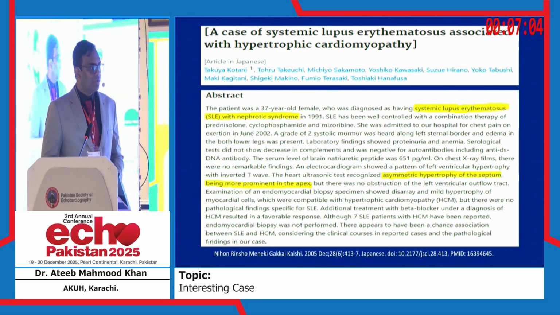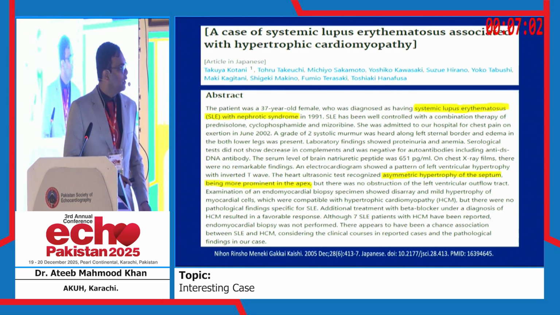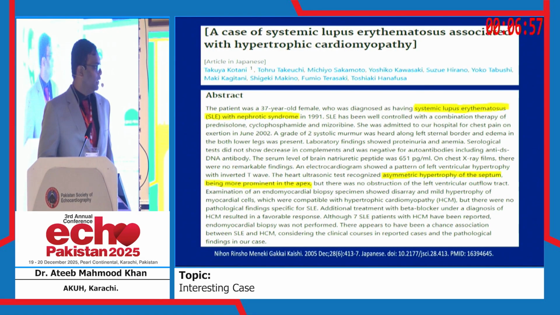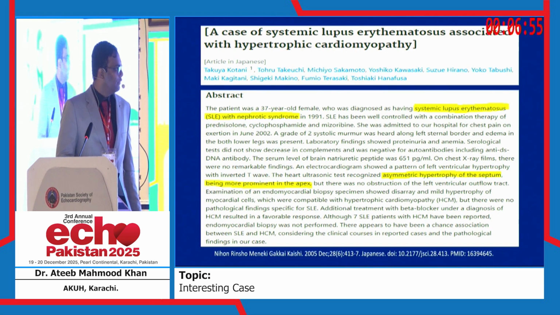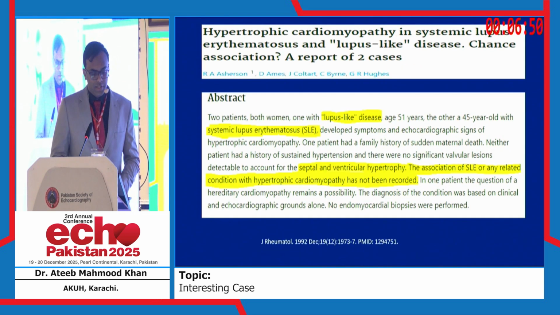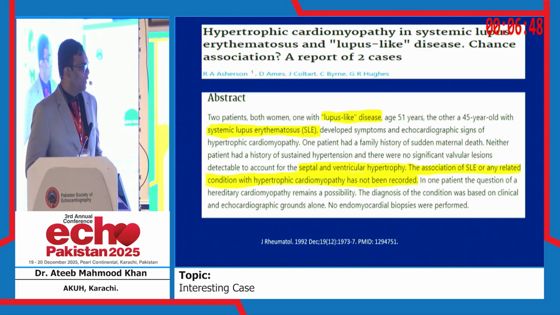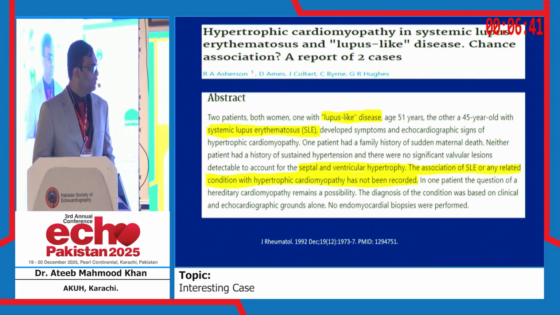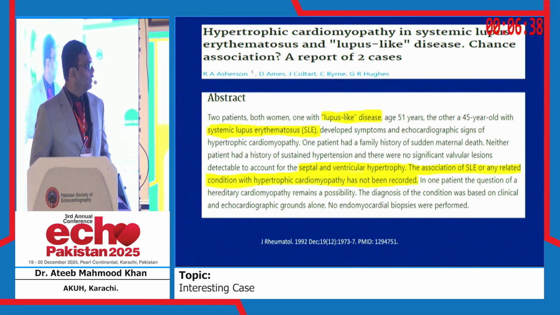Then there is another case report which was published in a Japanese journal, in which the patient was having SLE with nephrotic syndrome and they had an asymmetric hypertrophy of the septum, which is more prominent at the apex. Then this is a case series which was published in the Journal of Rheumatology way back in 1992. They have 2 patients, one with SLE, the other with SLE-like disease, and they found the hypertrophy of the septum and ventricular hypertrophy associated with SLE. It was the first time that these concordant diagnoses were established.